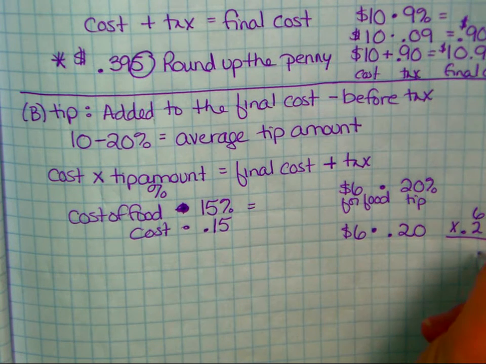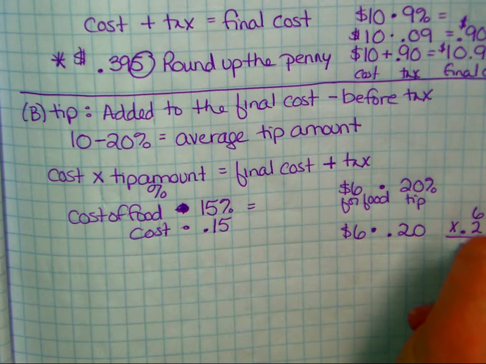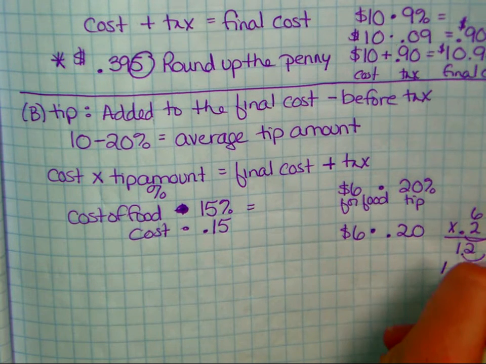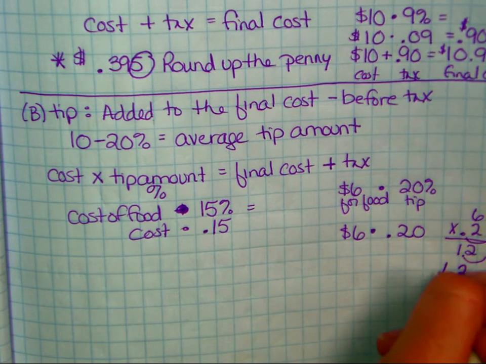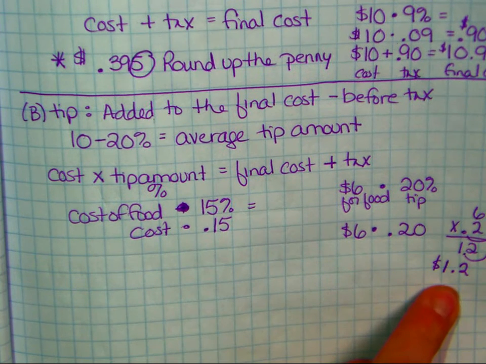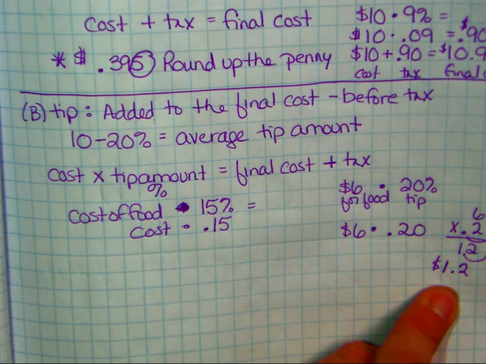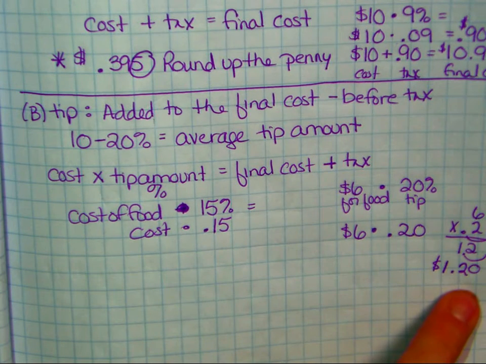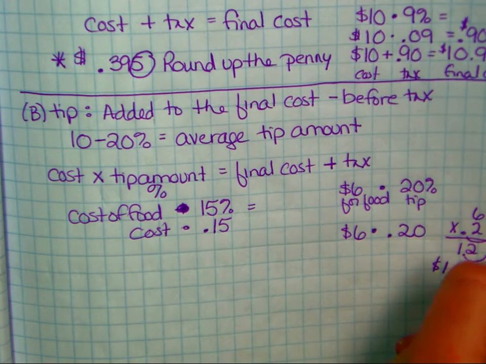Okay? So I could do this. Class, what's 6 times 2? 12. I have 1 decimal in. So I would get 1.2. What is that in dollar amount? $1 what? $1.20. Thank you, Noah. It is $1.20. We're going to add that 0 in there, right? So this would be your tip amount.